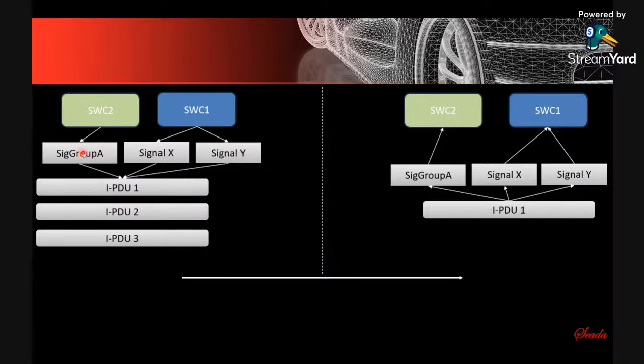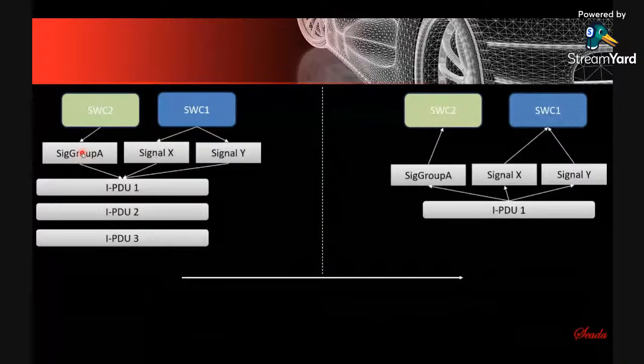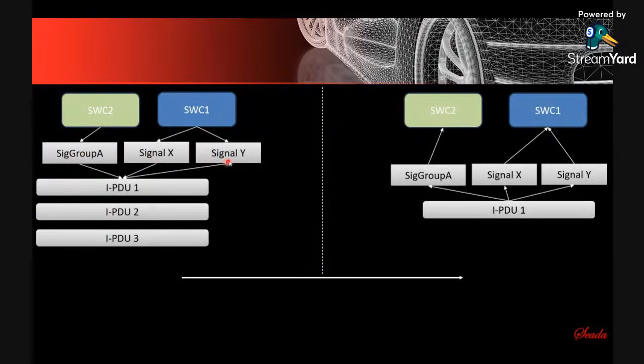It's a group of signals which really needs to be impacted together and inserted together into the IPDU, because somehow they are related to each other. Okay, and we have Signal X and we have Signal Y. All of these signals are now inserted in the same letter, which is IPDU 1.